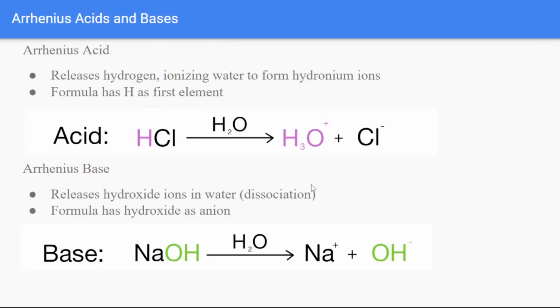So here's an example of an Arrhenius acid. You have HCl, hydrochloric acid. In water, it ionizes, creating hydronium ions and chloride ions. The Arrhenius base releases hydroxide ions in water, so NaOH releases sodium ions and hydroxide ions in water.